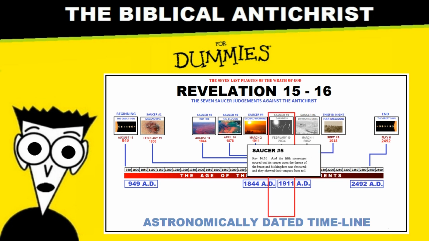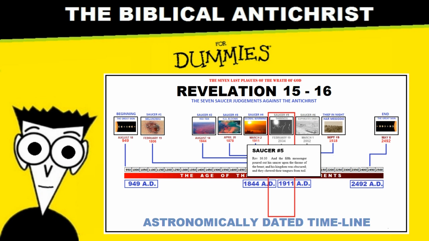But before we get to that amazing discovery, in the sixth saucer judgment, dealing with the Euphrates River, we will have to resume, with the fifth saucer judgment, described as the plague of darkness, on the throne of the beast, which we will examine first.